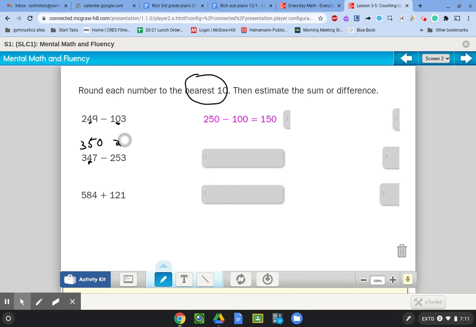253 is going to be 250. So now we're just estimating to get our estimate. 350 minus 250 is going to be 100.